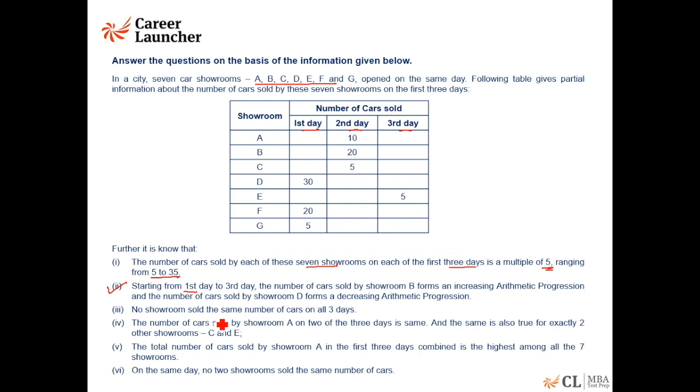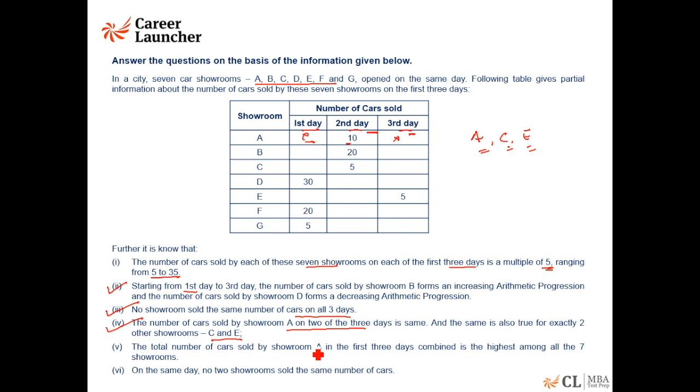No showroom sold the same number of cars on all 3 days, so 2 repetitions of the same number are allowed, but the same number on all 3 days is not possible. The number of cars sold by A on 2 of the 3 days is the same, which means if I look at showroom A, these 2 numbers could be 10, or these 2 numbers could be the same. So any 2 out of these 3 have to be the same. The question's data says the same is true for C and E also. So A, C and E each has sold the same number of cars on 2 out of the 3 days.